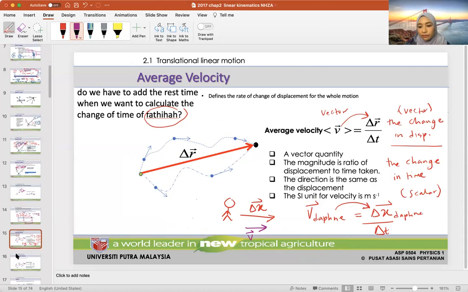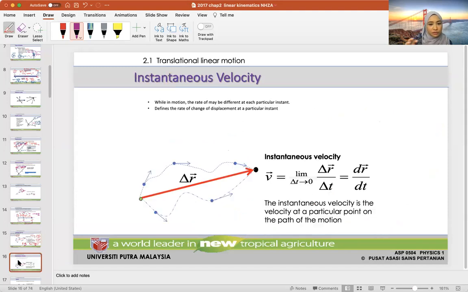Okay, so we talked about velocity, and I said the average velocity is always the total change in displacement over the total change in time. And kita relate balik dengan Fatihah punya example tadi. Kalau Fatihah berhenti pun kena kira sebab total time duration. Okay. I hope that makes sense for everyone. And then we have a new term. This is called instantaneous velocity. Okay, instantaneous velocity. Let's go back to Fatihah punya example.